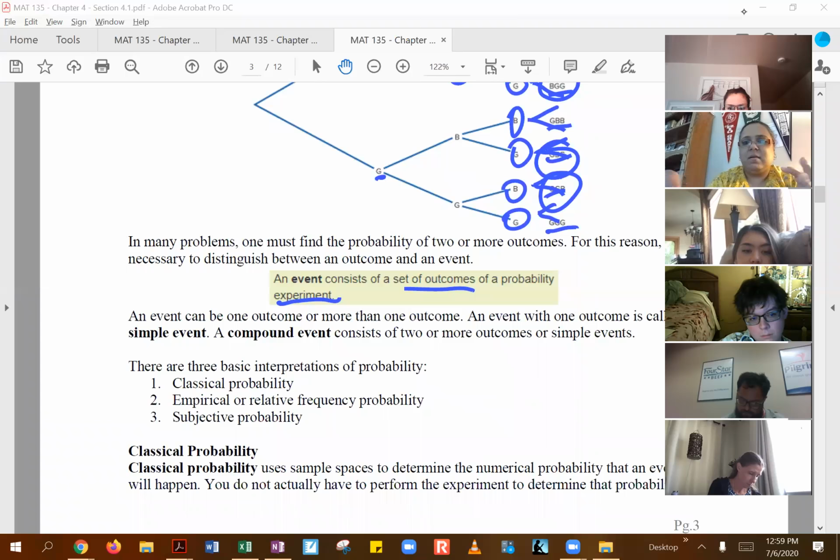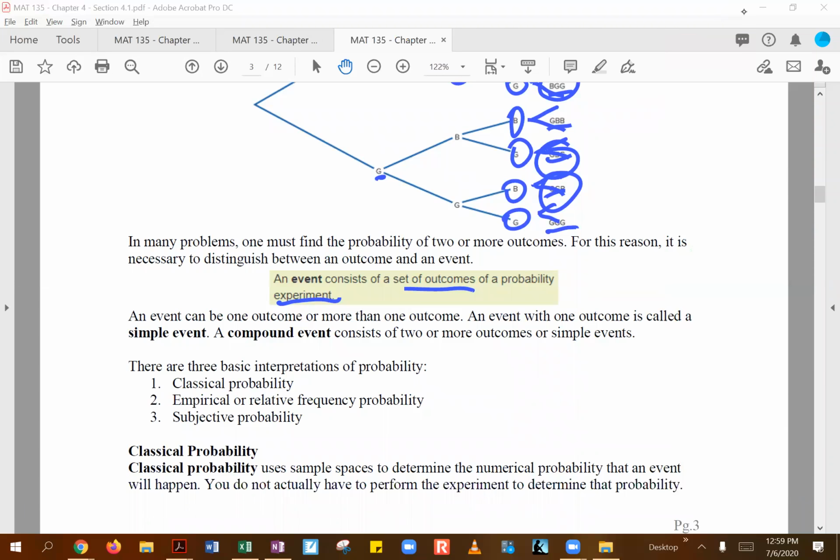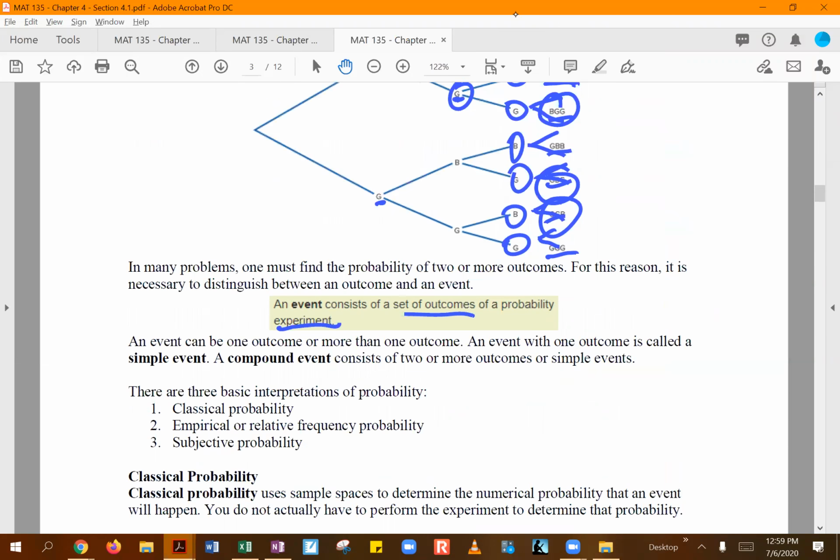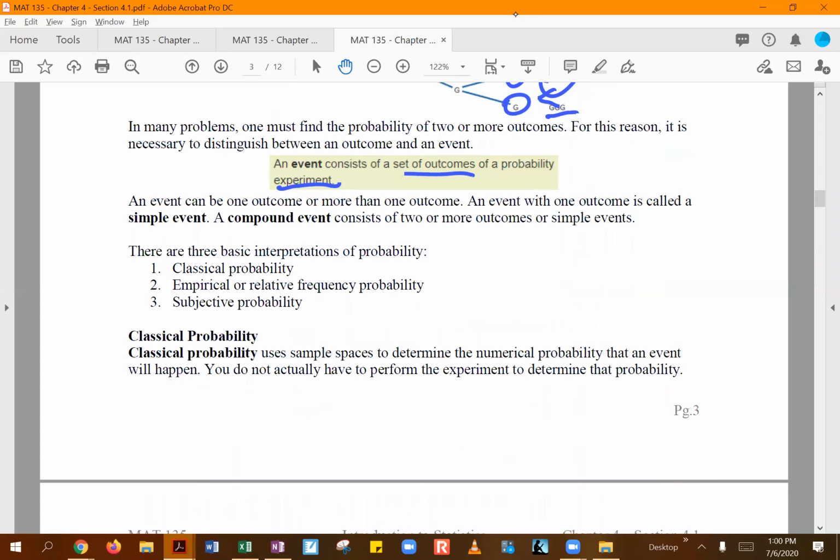Coming back to our discussion, an event can be one outcome or it can have more than one outcome. Like in this example, what if you were looking for 2 girls and 1 boy? That definitely gave us 3 different outcomes. An event with 1 outcome is called a simple event, and if you have 2 or more outcomes, then we call it a compound event.